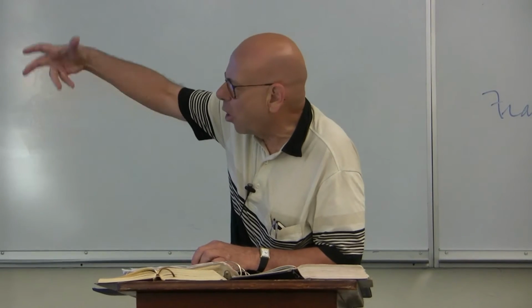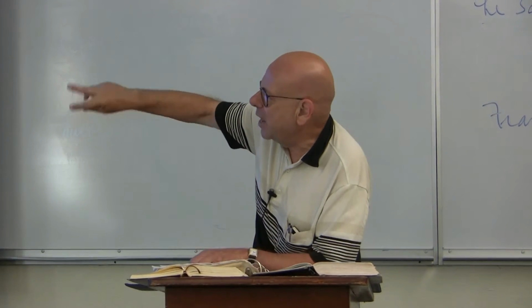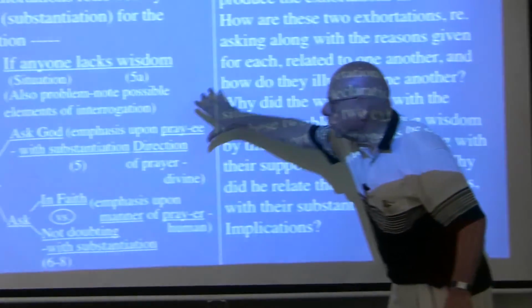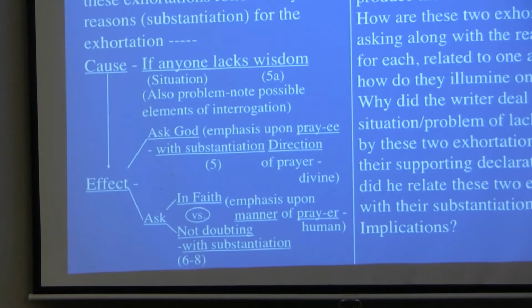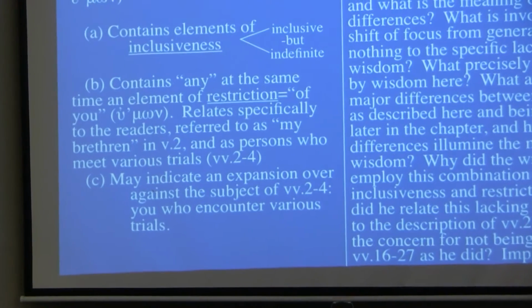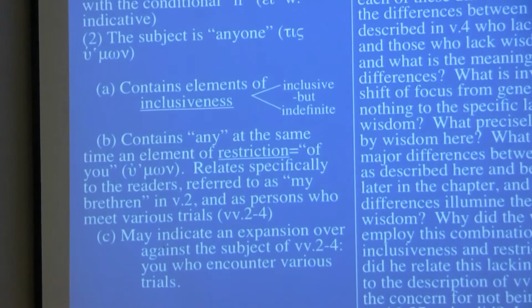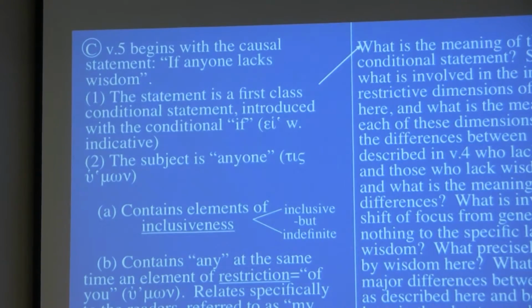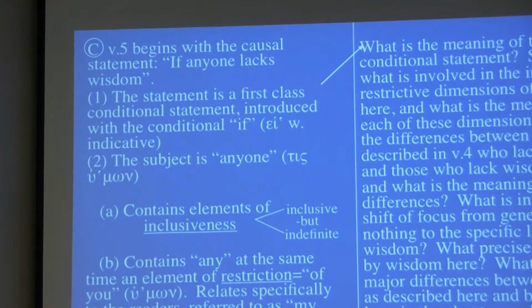You can see then how it fits together, and how the details now of verses 5 through 8, each of the details fits in terms of the program of this paragraph as a whole. Now, we go ahead then to work through the passage verse by verse and within clauses, clause by clause. We note that verse 5 begins with the causal statement, if anyone lacks wisdom. This statement is actually a first-class conditional statement.